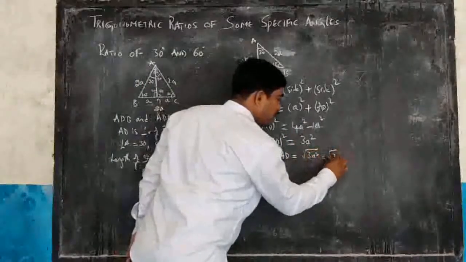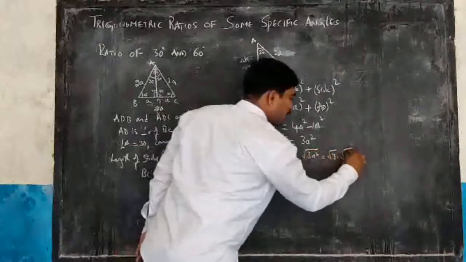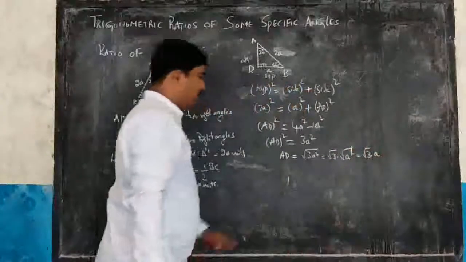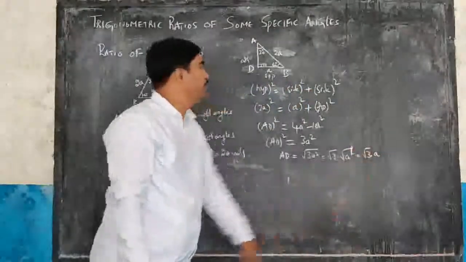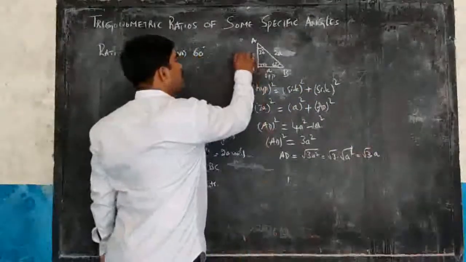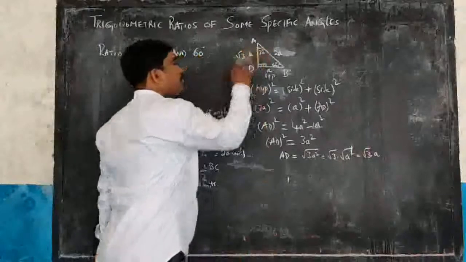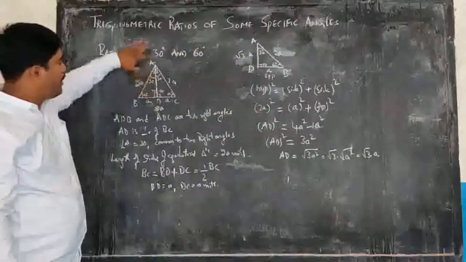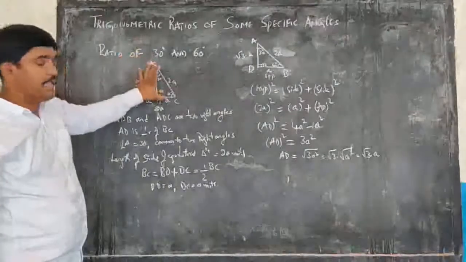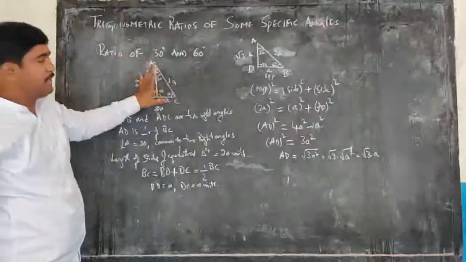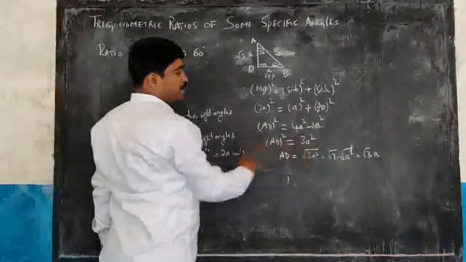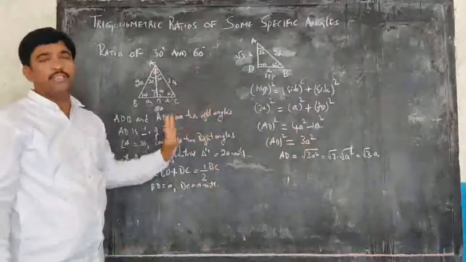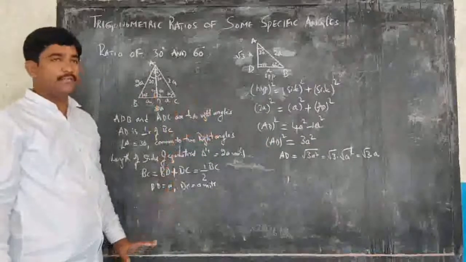This is nothing but root 3 into root a square. Square root will get cancelled. What is the value of AD now? Root 3 into a. Now I got the value of this one, root 3 into a. Now AD is common for both triangles ABD as well as ADC. Now AD I can take as root 3 into a. Now I have found out the lengths of the sides of the triangle.